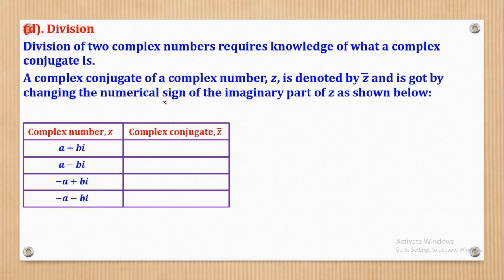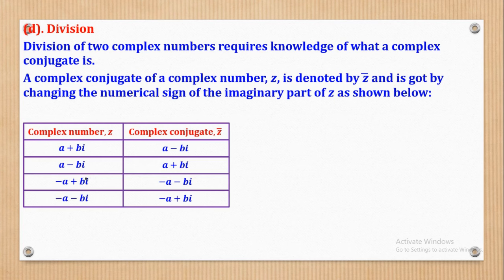Remember, we said to get the complex conjugate, you change the numerical sign of the imaginary part. So in this case, the numerical sign of the imaginary part is positive, meaning that the conjugate will have a minus. Here it is minus, meaning that the conjugate will have a plus. Here it is plus, meaning that the conjugate will have a minus. And here it is minus, meaning that the conjugate will have a plus. So as simple as that. So that is how they get the complex conjugate.